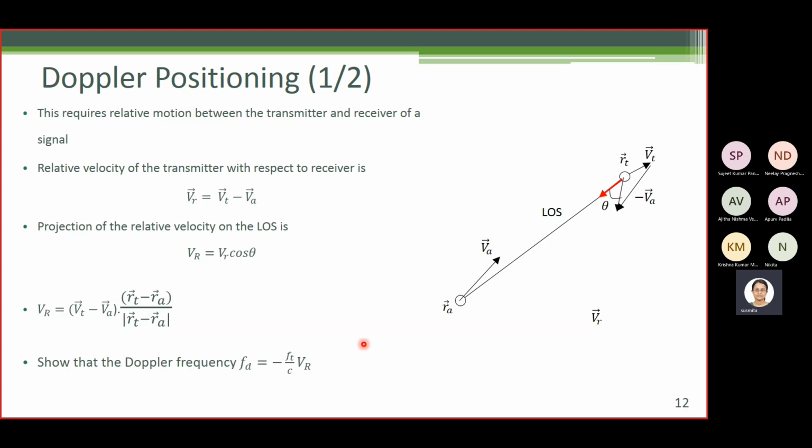How will you move that red arrow? In 3D? You need to move that red arrow in 3D. How will you do it? Keeping theta constant.